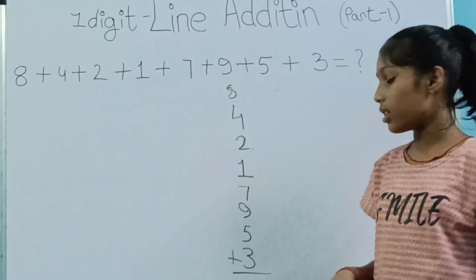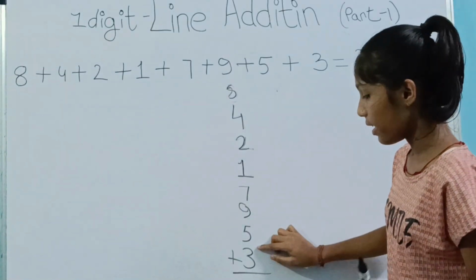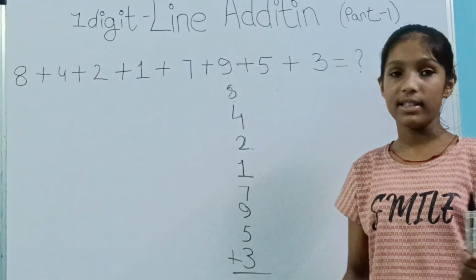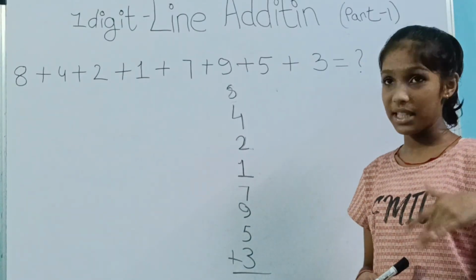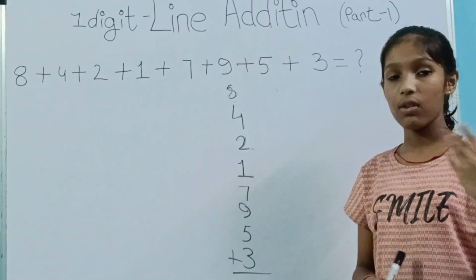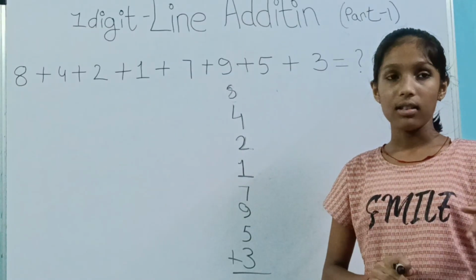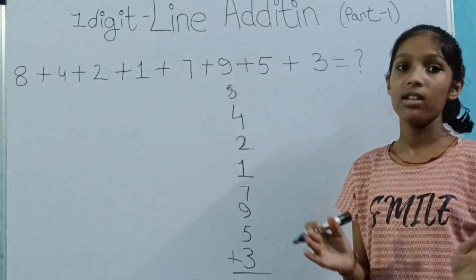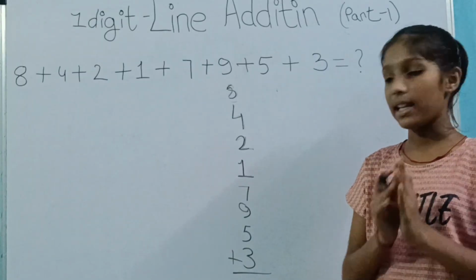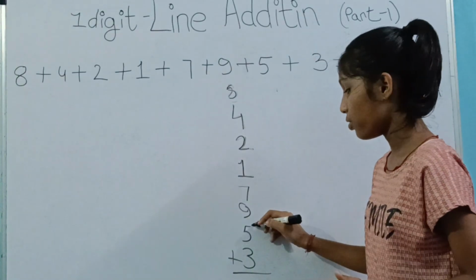If we add them and get any number which is above 10 or exactly 10, we will make a line on that number. So here 3 plus 5 is equal to 8. 8 is not greater than 10, it's less than 10. So we don't need to make a line. We have added this 3 and 5 to get 8.